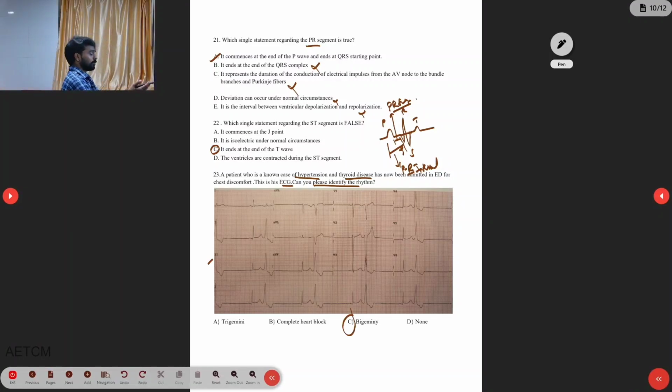So in bigeminy, you can see every normal sinus beat is followed by an abnormal or irregular beat, that is an ectopic here. There is also an ectopic here. So one sinus beat will be coming, and along with that one irregular ectopic beat will be coming, and they look like twins. That's why we call this condition bigeminy. So the 23rd option is C, bigeminy.